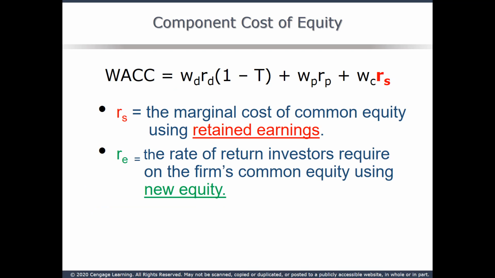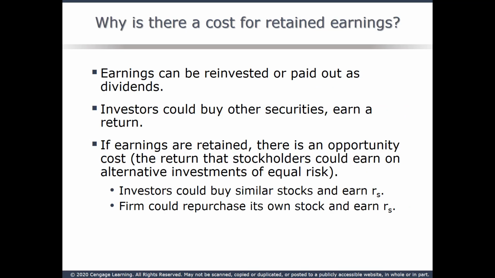And the last component cost of capital, equity. Equity can come from two sources. RS is the cost of retained earnings. RE is the cost of new equity. Recall that retained earnings belong to the shareholders. They just weren't paid out as dividends, but retained to reinvest in the firm. Retained earnings have an opportunity cost. If it had been paid out, shareholders could have earned a return on it. The firm could have repurchased its own stock and earned RS. So retained earnings are not free money. Easy, but not free.